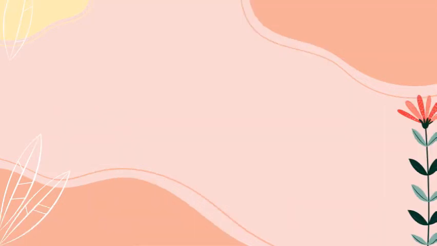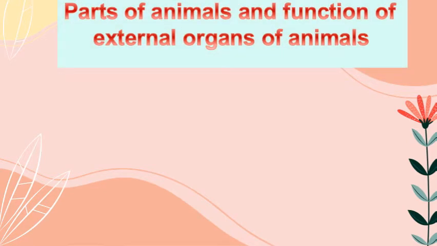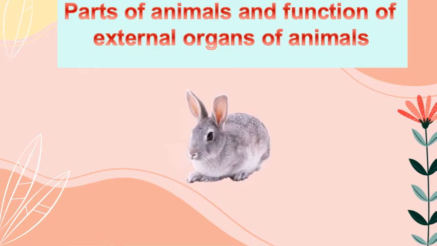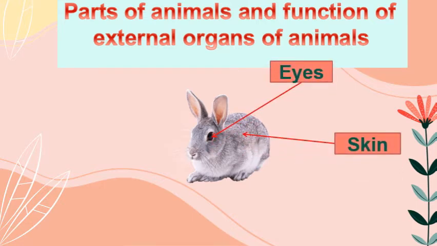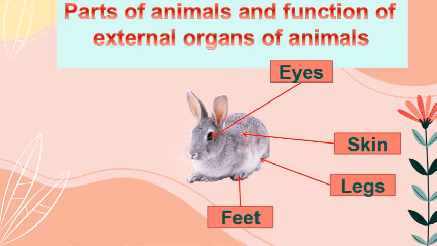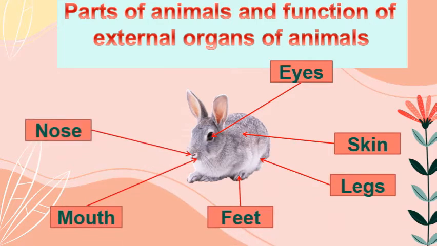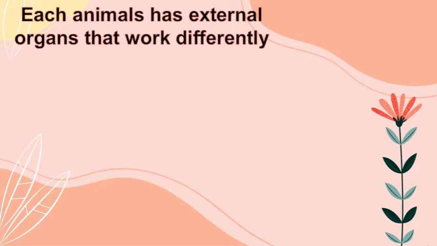Parts of animals and functions of external organs of animals. All animals have these main parts of their bodies. First, we have eyes, skin, legs, feet, mouth, nose, and ears. Each animal has external organs that work differently.